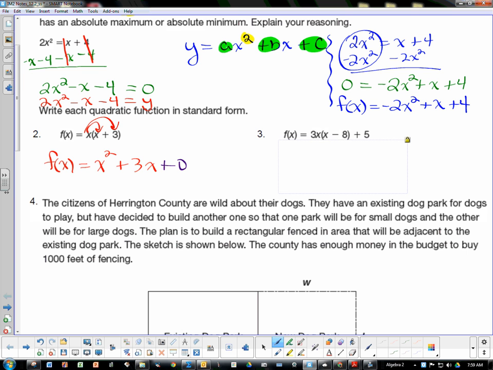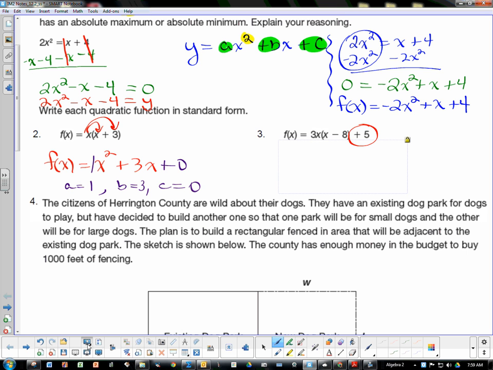It's always a good idea to indicate what a, b, and c are, even though they're not asking us to. The a is equal to 1. The b is equal to 3. And the c is equal to 0. All right, let's take a look at this next one over here. I'm going to take, can I add the 5 yet? I cannot add that 5.